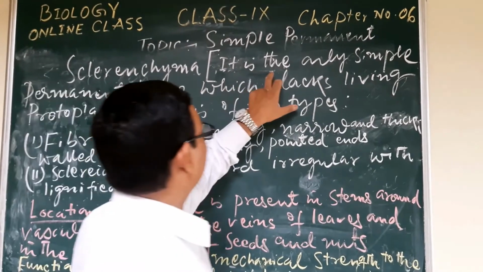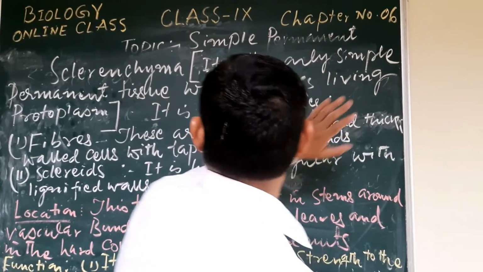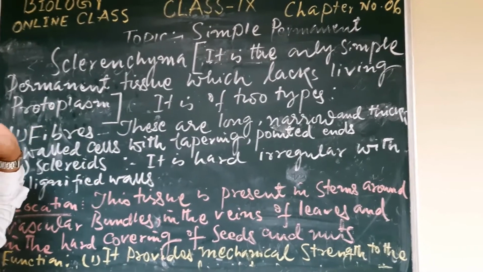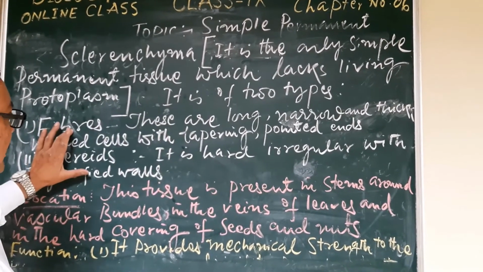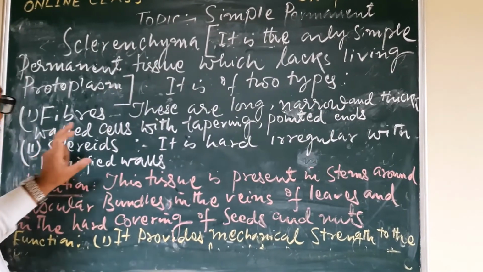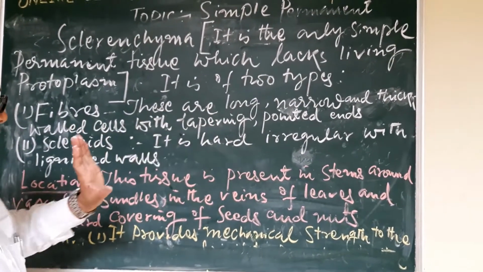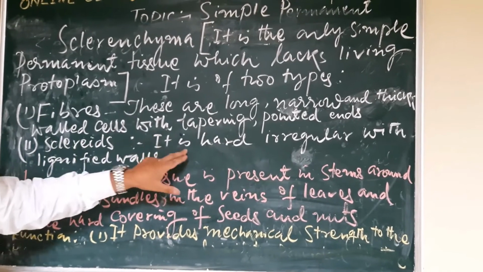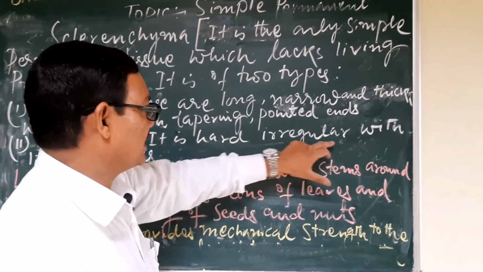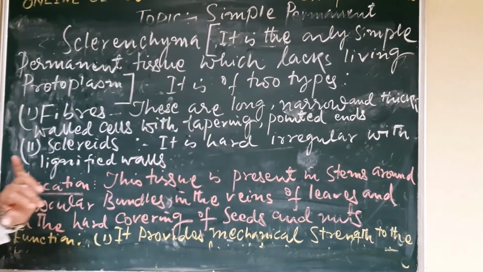Once again I have written here one important point. It is the only simple permanent tissue which lacks living protoplasm. It is mainly of two types: fibers, which are long, narrow, thick-walled cells with tapering pointed ends, and sclerites. It is the second important type of Sclerenchyma; it is hard, irregular, with lignified walls.